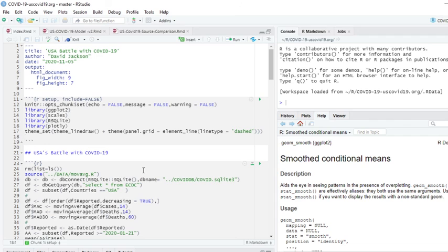So let's keep wearing those masks, keep doing social distancing, and let's just shut this disease down cold.